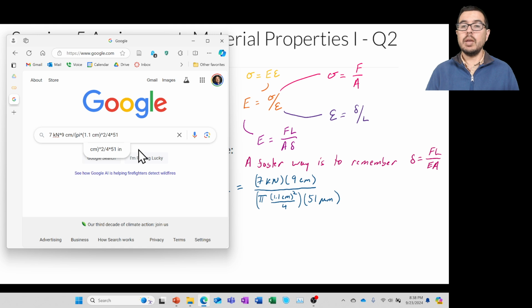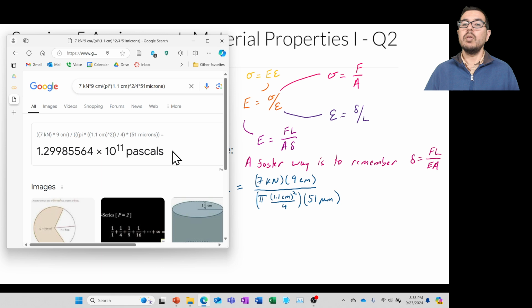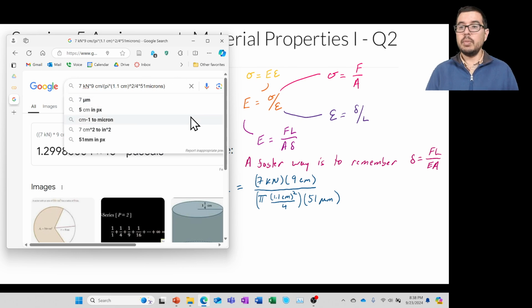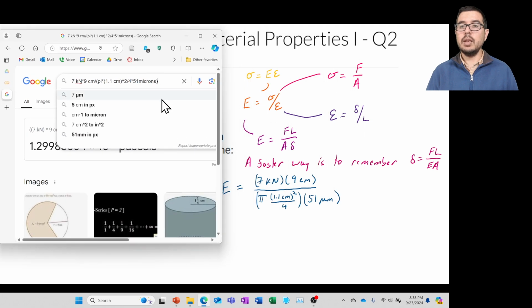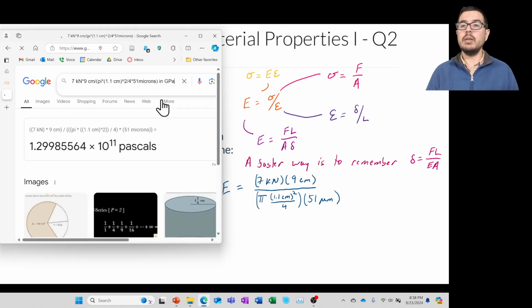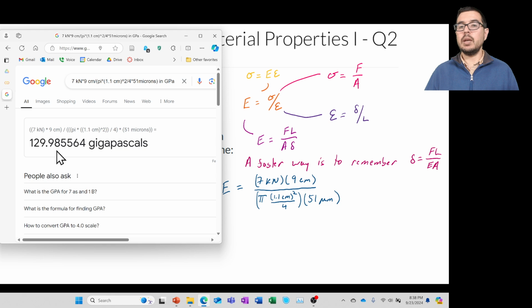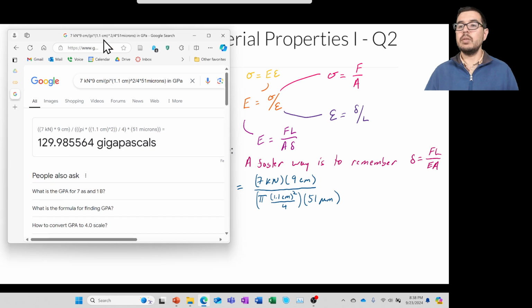And then I'm going to multiply by the 51 micrometers. You could type out micrometers or you could type in microns like this, and it should be able to keep track of everything. Have I balanced my parentheses? I think so. And so what do we get? We get something like 1.3 times 10 to the 11 pascals. This is a pretty big number. The question was asking us to write it in gigapascals. So once again, we can write in gigapascals, and it will come out to be about 130 gigapascals.